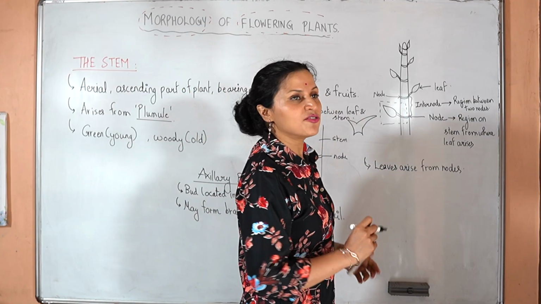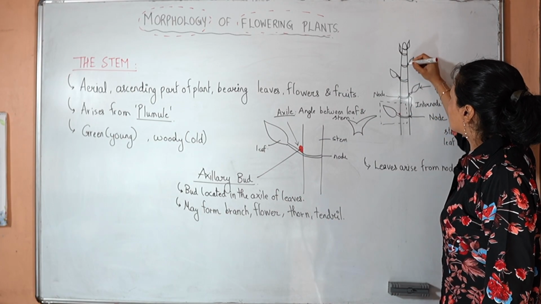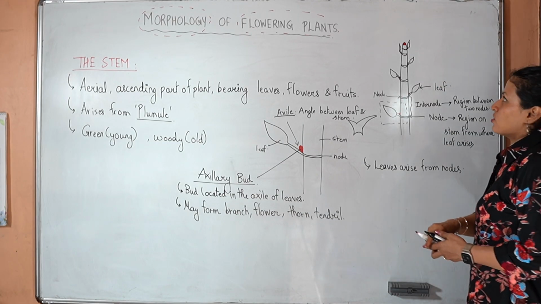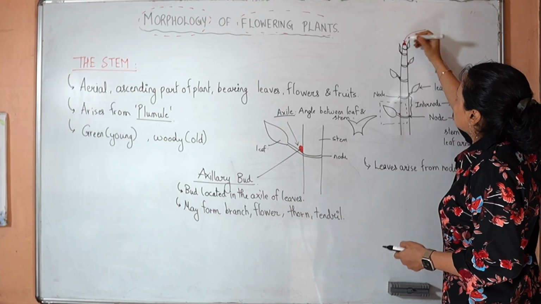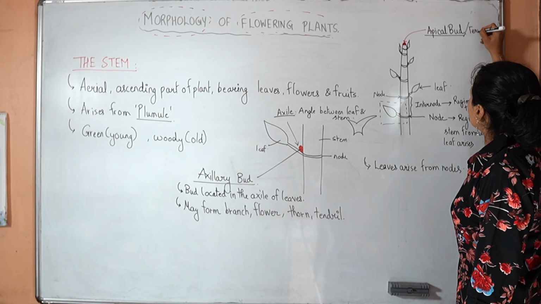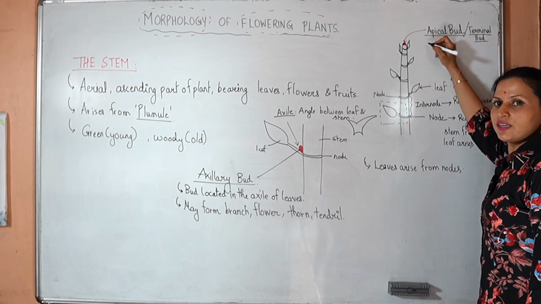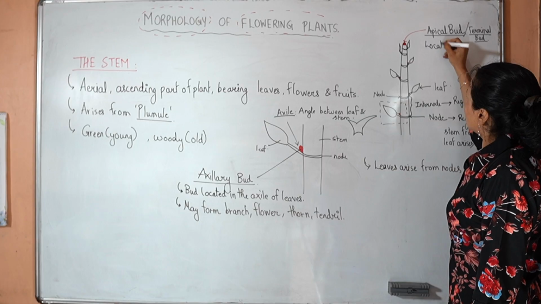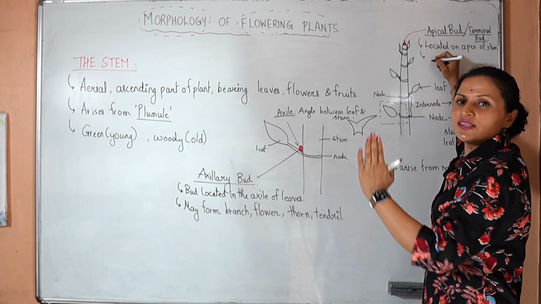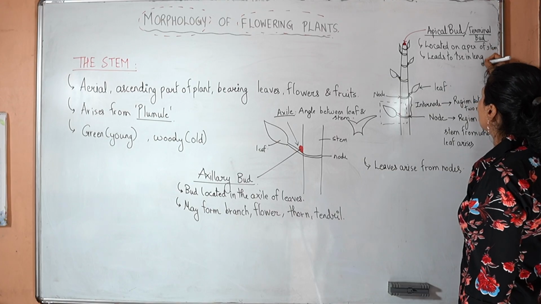There is a second type of bud. That one is located at the tip. So the first type of bud is located in the axil of the leaves. The second type of bud is located at the tip of the shoot, and is known as the apical bud, also known as the terminal bud. If the axillary bud is present in the axil, the apical bud is present on the apex of the stem, and it is the one that leads to increase in the length of the plant.